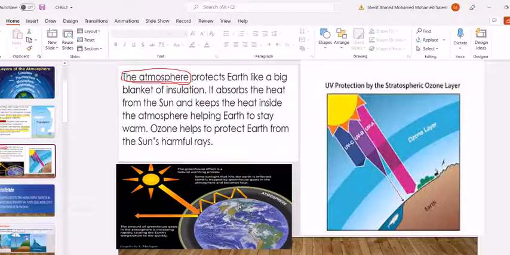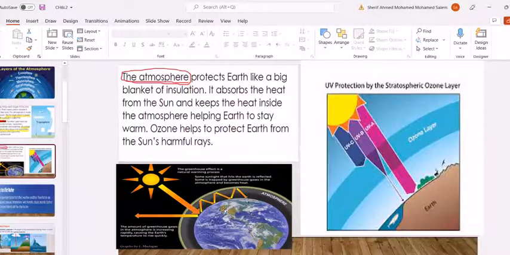The atmosphere protects the Earth like a big blanket of insulation. It means it absorbs the heat of the sun and keeps it inside the atmosphere, which helps the Earth to stay warm. So this is why the Earth is always warm, not cold.